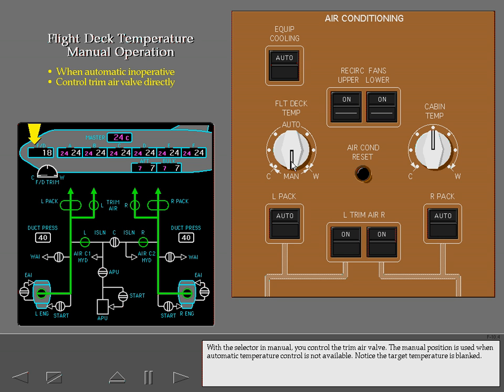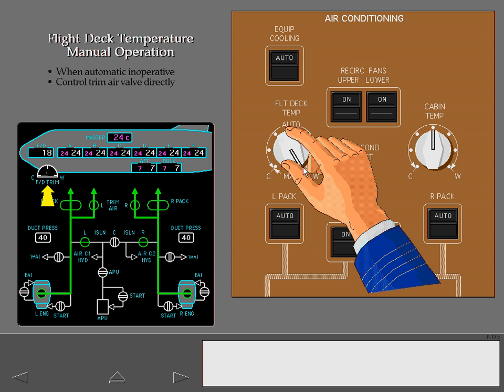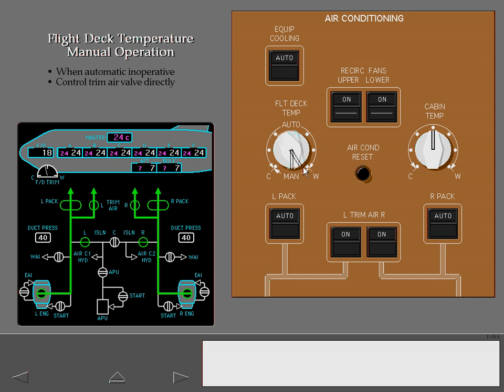With the selector in manual, you control the trim air valve. The manual position is used when automatic temperature control is not available. Notice the target temperature is blanked. Rotate the selector toward W and notice what happens to the flight deck trim air valve and the temperature on the synoptic. As you can see, the trim air valve opened to let in more hot trim air, and the actual flight deck temperature increased to 24 degrees.